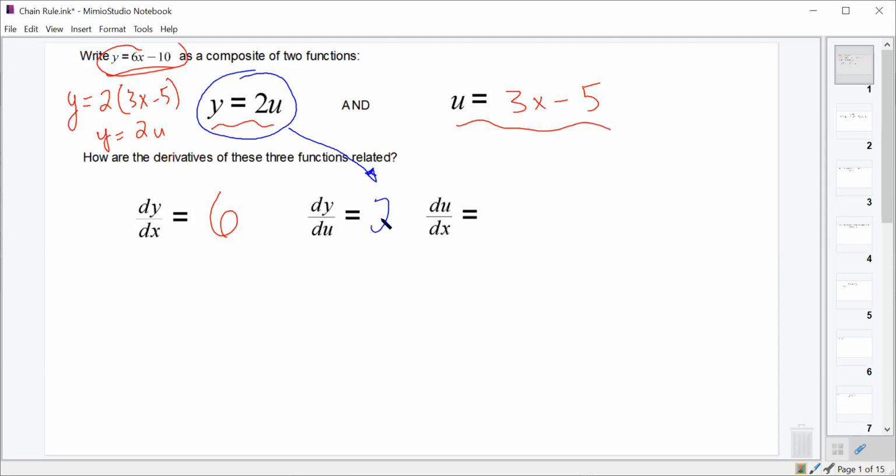Two. It's 2, right? Yeah, it's just 2. All right. Now I have another function, the function u. I want to know what's the derivative of u when it's written in terms of x. What's du dx? 3.